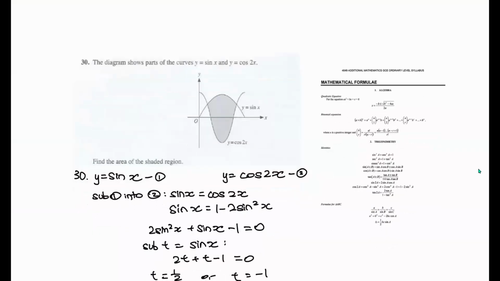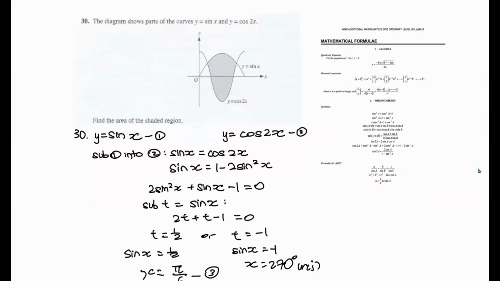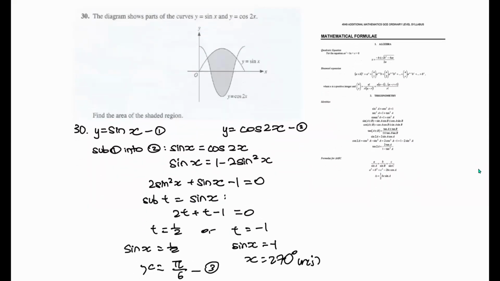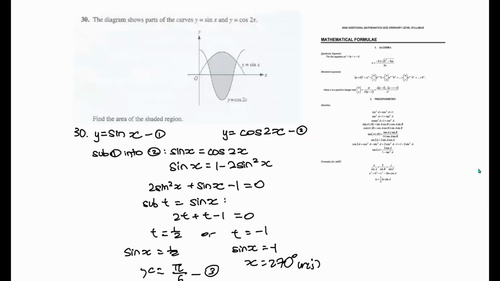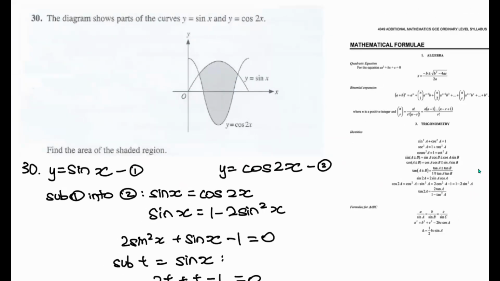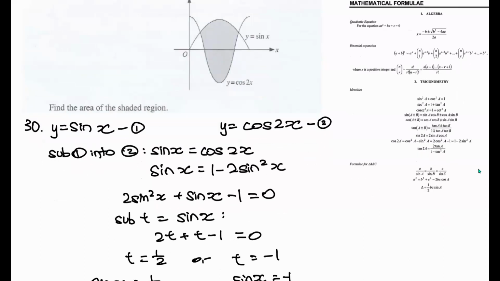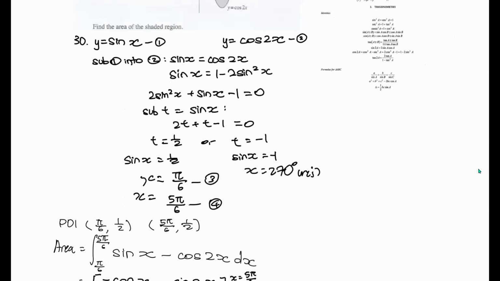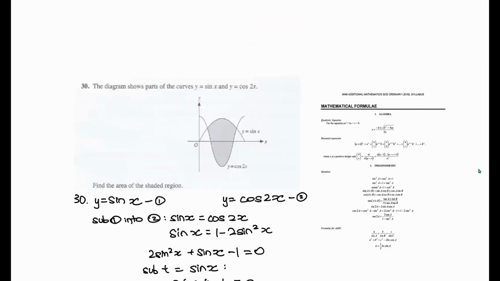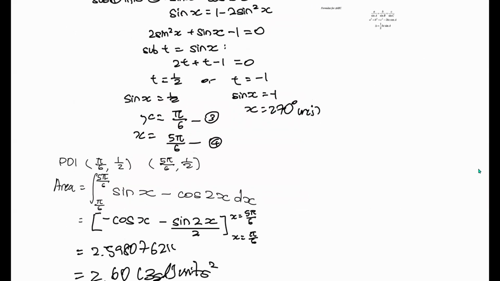Okay, what's this? Find the area. The diagram shows parts of the curve y equals sin x and y equals cos 2x. Find the area of the shaded region. So over here, can you just take upper minus lower, like sin x minus cos 2x? Yeah, that's what I did. Wait, what do you mean? Like to find the area. From pi over 6 to 5 pi over 6.